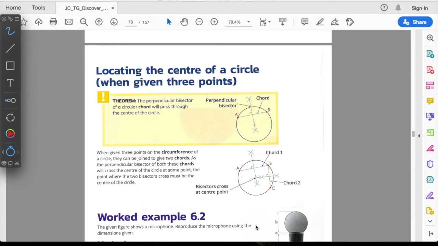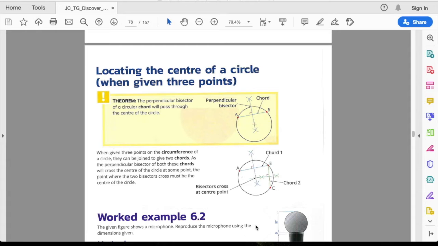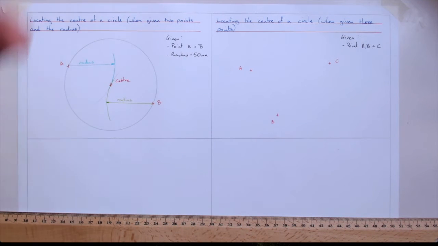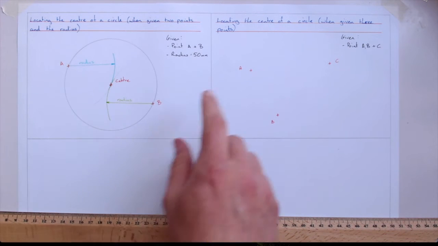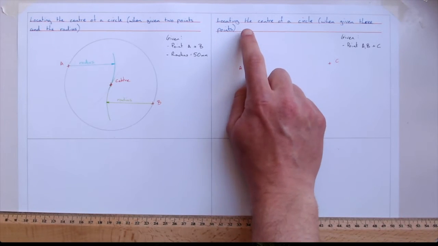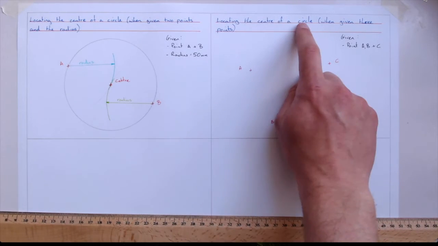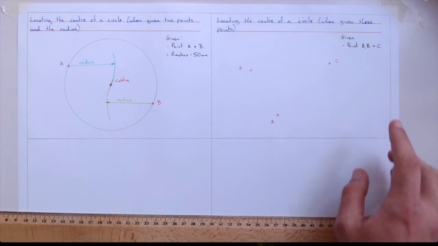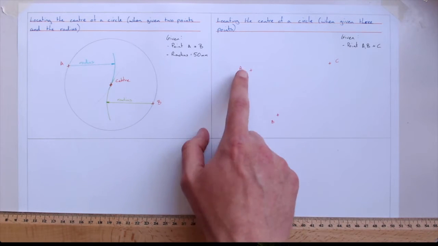So what that looks like in practice is, you'll see here I have a notes page made up. Here I have locating the center of a circle when given 3 points, and so we're given A, B, and C.